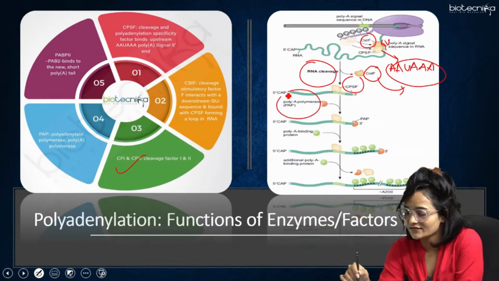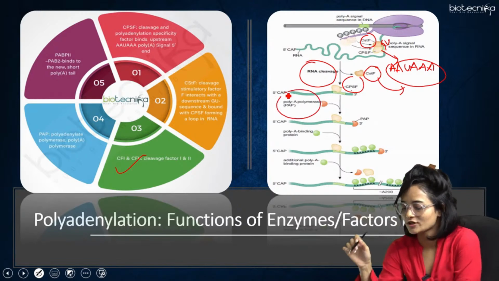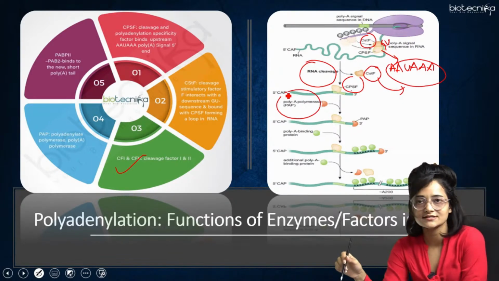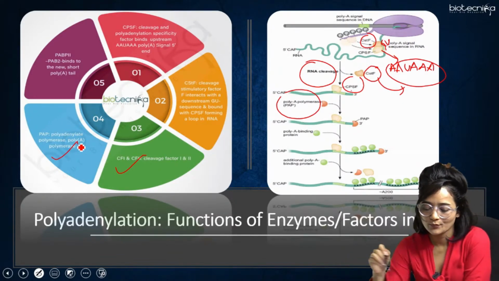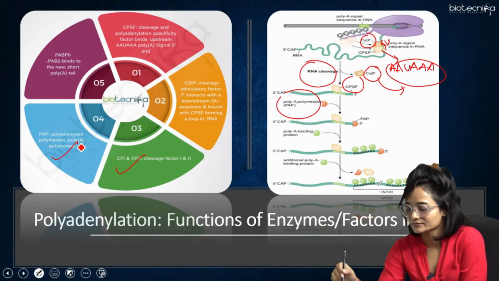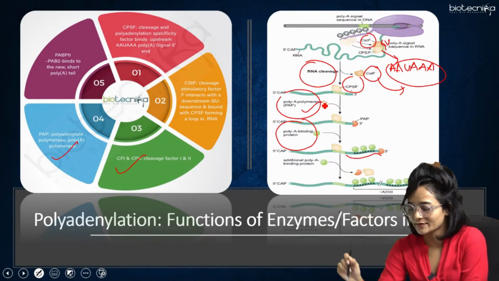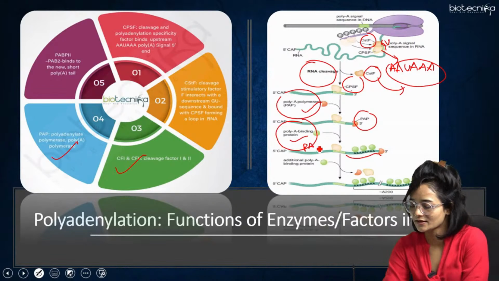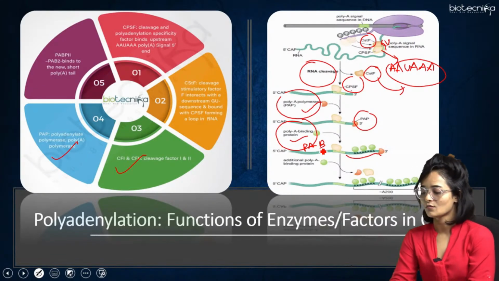Then comes the poly A polymerase enzyme. What is its activity? It polyadenylates at the 3' end, right? Then comes the poly A binding protein. When the poly A tail is formed by the poly A polymerase, after that the poly A binding protein comes, known as PAB. What does it do?